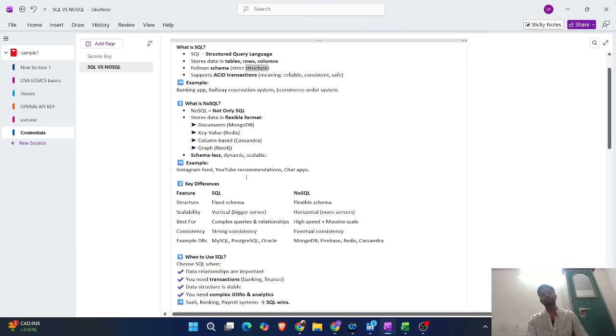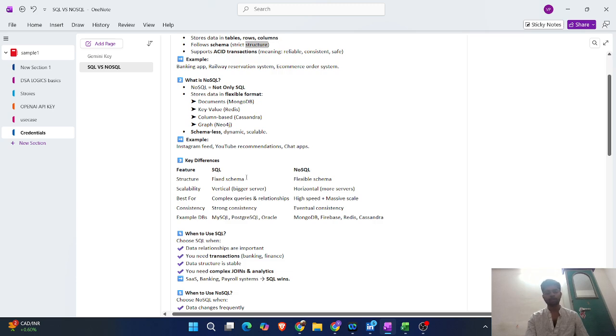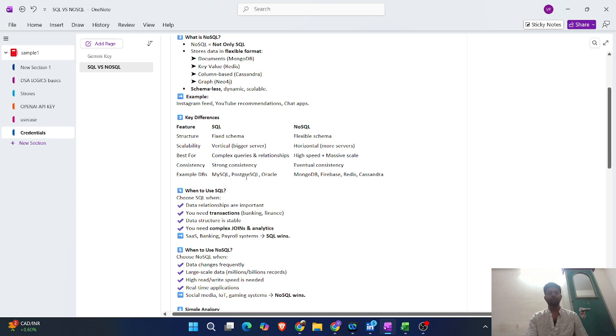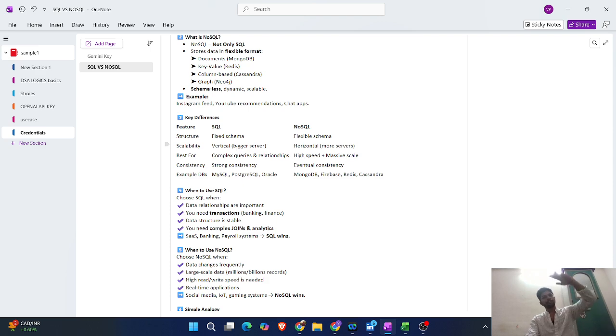The best examples are the Instagram feed and YouTube recommendations. These are the major key differences. One is structure: SQL is fixed, and NoSQL is flexible, so you can enhance it. In order to scale, SQL is vertical, right? Vertical meaning the number of rows can increase, so you have to increase the RAM, the big server. That's what they're mentioning.